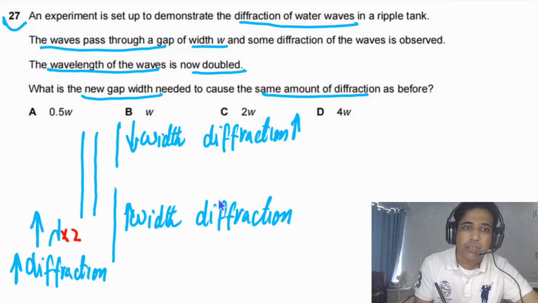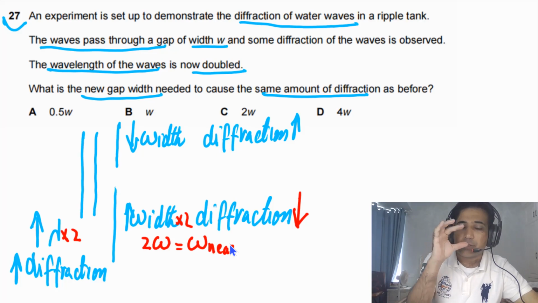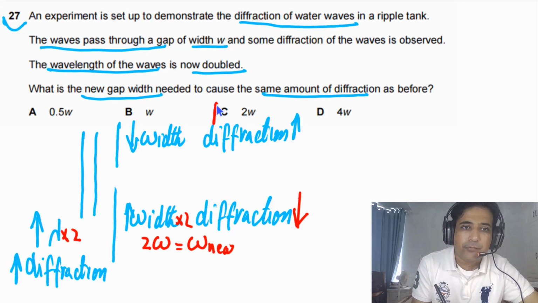by 2 times. To keep the same amount of diffraction, we also need to increase the width, so diffraction will decrease. So we also need to multiply this one by 2. So the new width has to be equal to 2W, because this will decrease the diffraction. It will bring diffraction to the same amount as before increasing the wavelength. So the answer for this question has to be C.